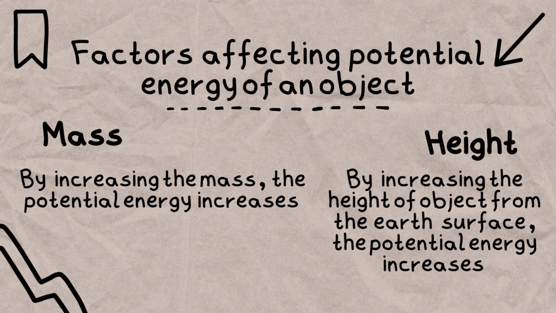Here we have the second factor, which is height. By increasing the height of the object from the Earth's surface, okay, the object is found in a higher place, what happens? There is an increase in the height, so the potential energy increases. So here the potential energy increases when the mass increases and when the height increases, okay?